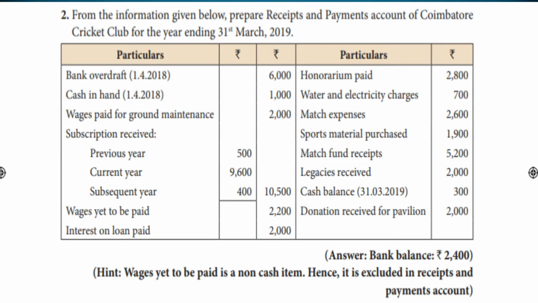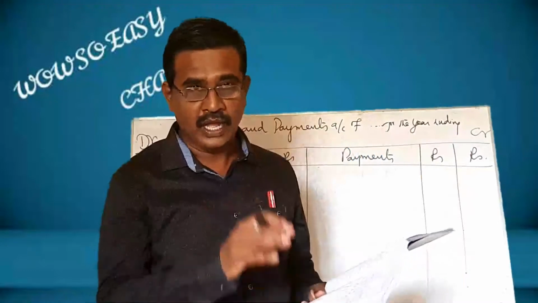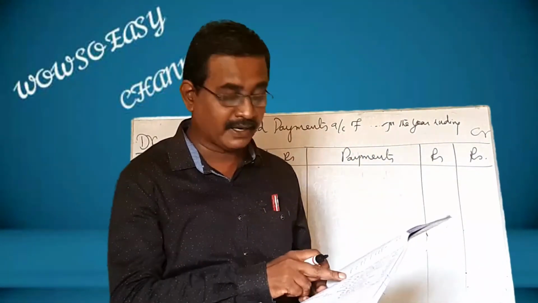Match fund receipts, they should be taken to the receipts side. Legacies received, legacy is a capital item that should be taken to the balance sheet, whereas it is received and it should be taken to the receipt side. And the cash balance 300, it will be shown. Donation received for pavilion, it is also an income for the business that should be recorded in the debit side.